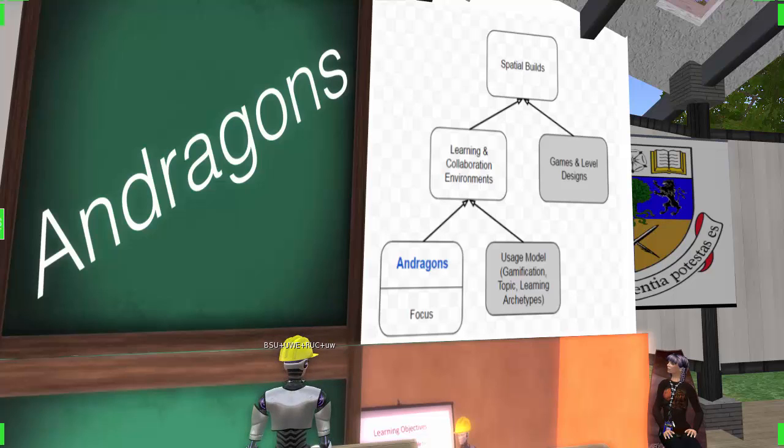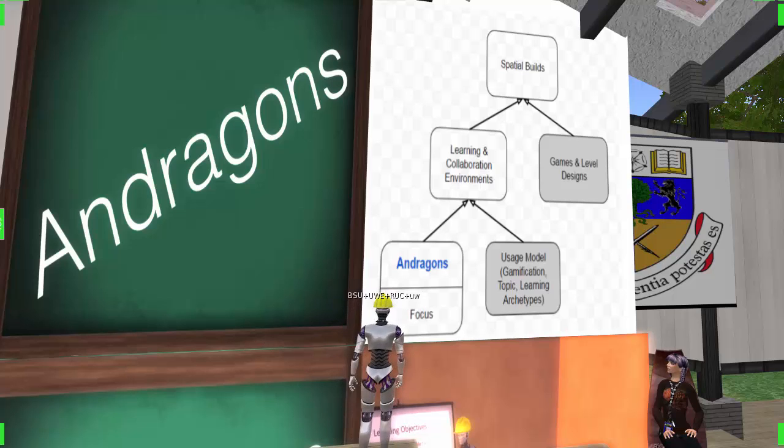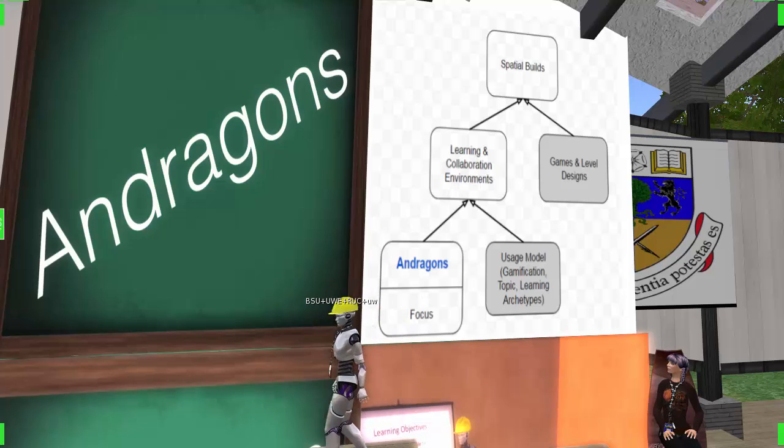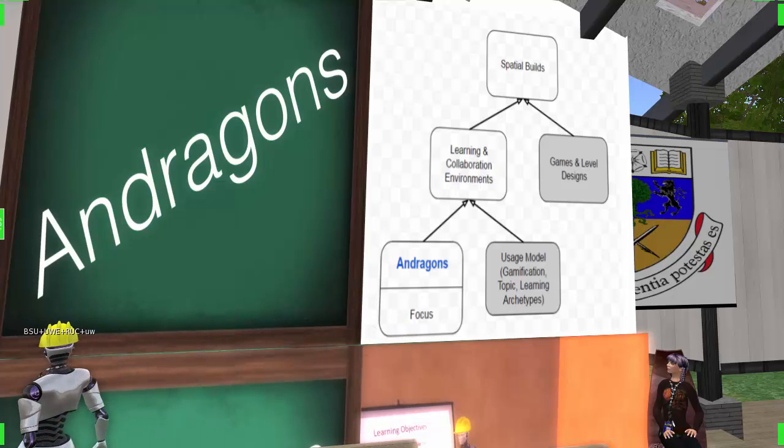We're not talking about points. We're not talking about badges, much as I love those things. So when you see SL, you think, oh, that's a game. Well, not really. It's a platform. There's no rules. There's no badges. What we're talking about is the architecture, the architectural shape here of what we're trying to do. Okay. So that's where Andragons fits.